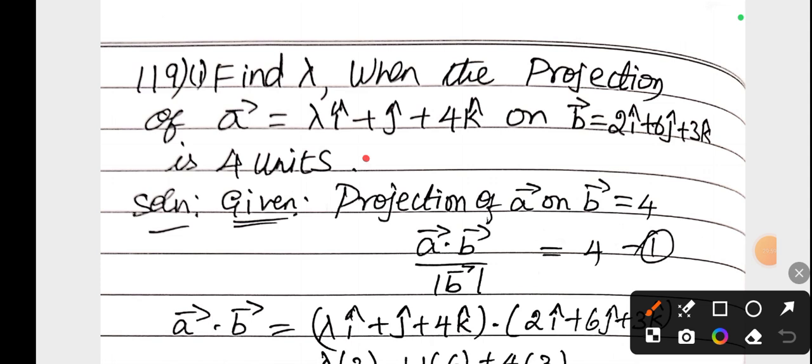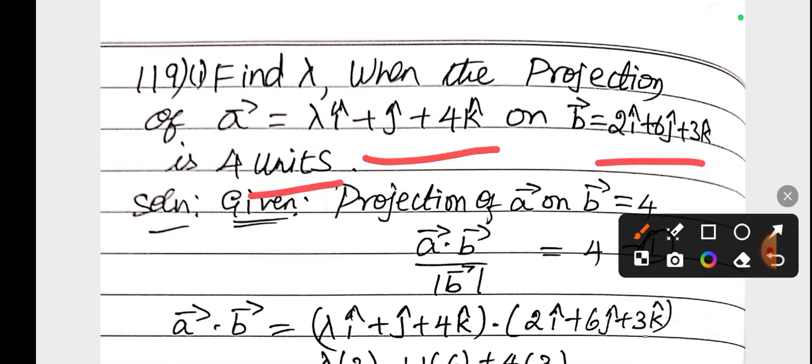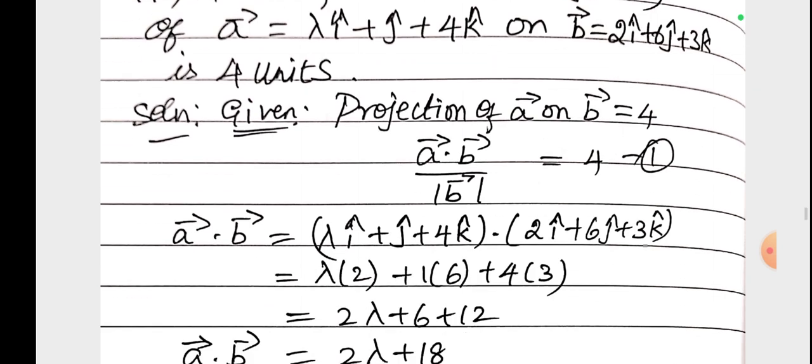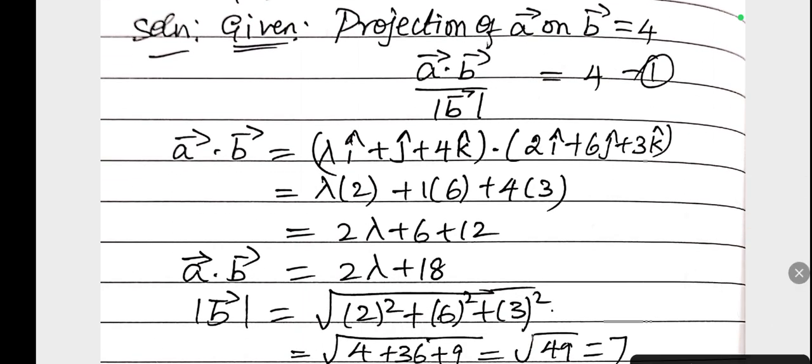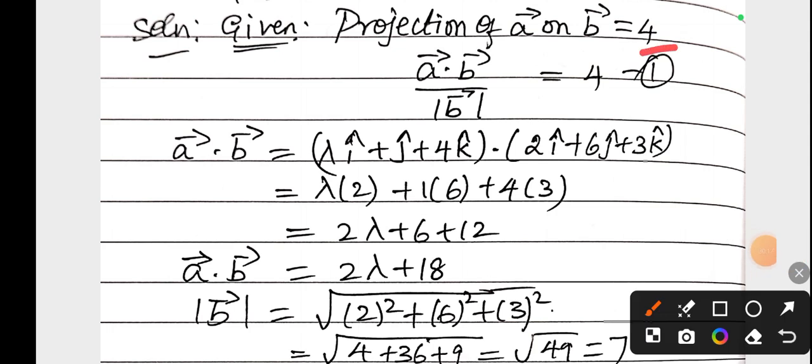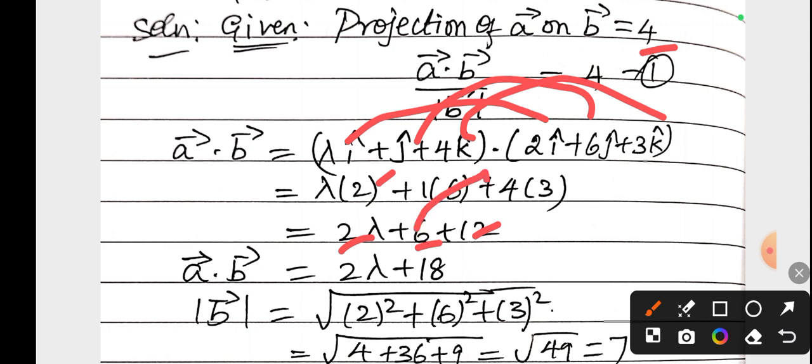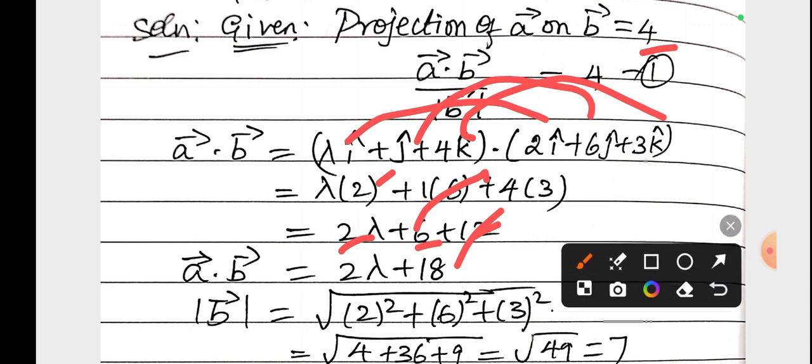Find lambda. The projection of A vector on B vector is 4. They have given the projection value and want us to just find lambda. What is the projection of A vector on B vector? A vector dot B vector by magnitude of B vector. So A dot B: lambda i plus j plus 4k dot product 2i plus 6j plus 3k. Lambda into 2, 1 into 6, 4 into 3. 2 lambda plus 6 plus 12. So 6 plus 12 is 18, so 2 lambda plus 18.